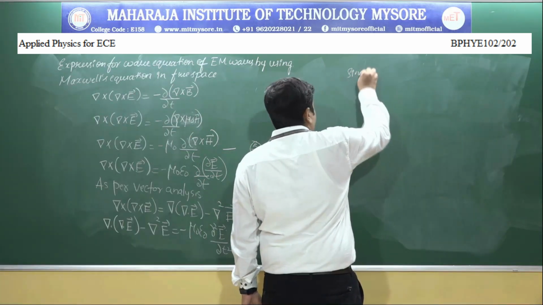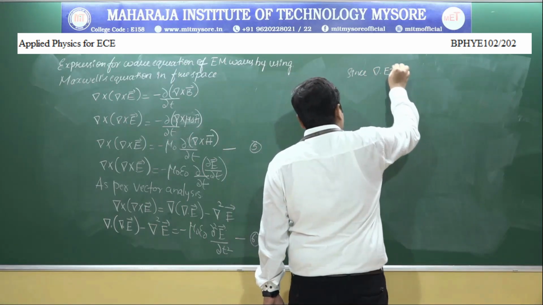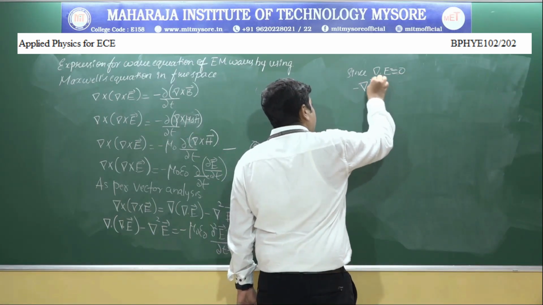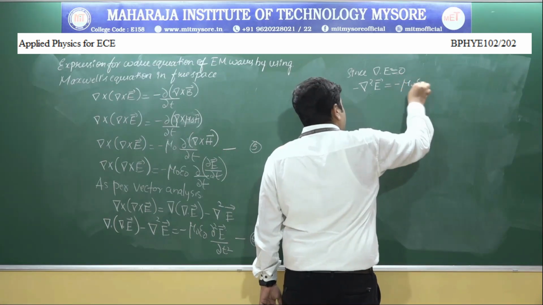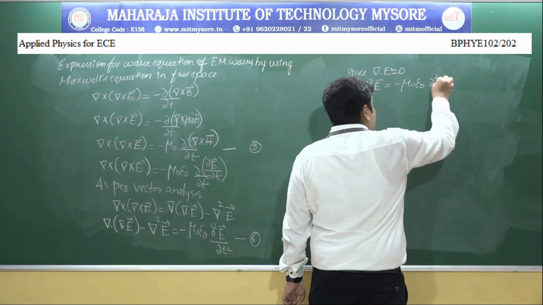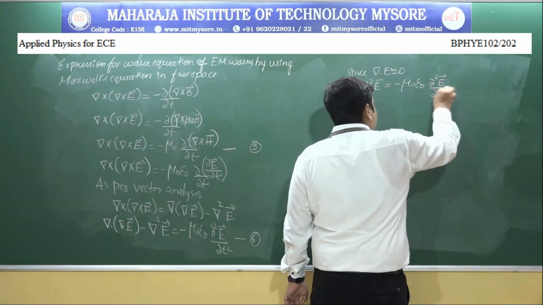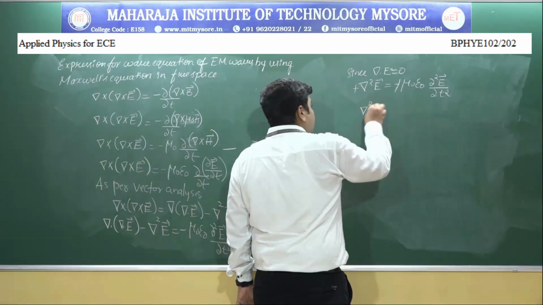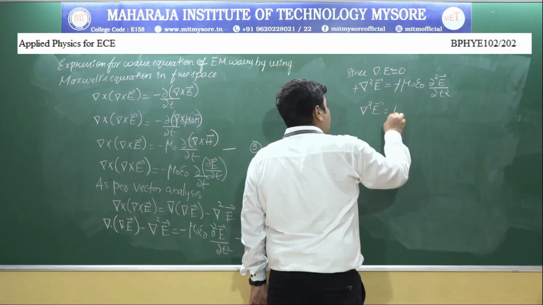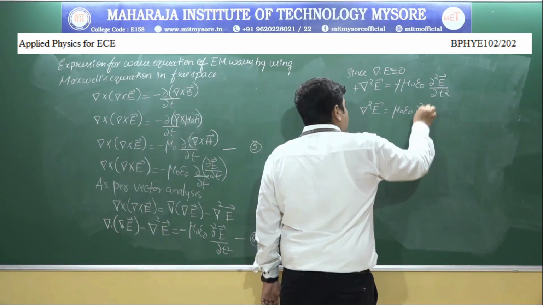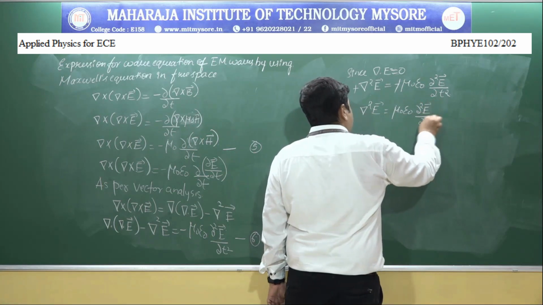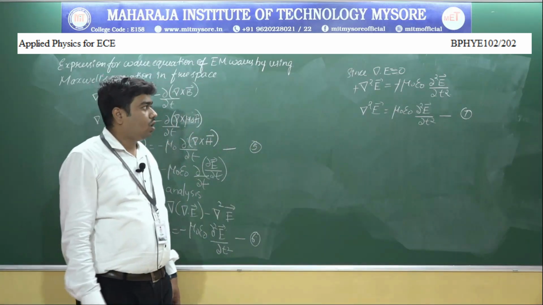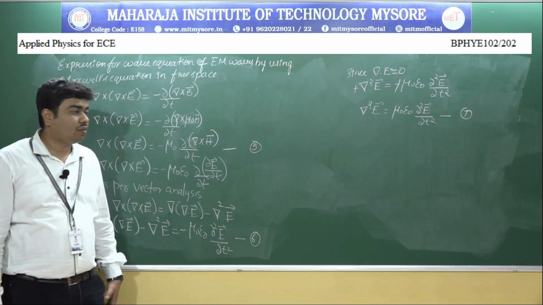So, since del dot E is equal to 0, we get minus del square E is equal to minus mu naught epsilon naught dou square E by dou T square. So, the minus cancels on both sides. So, we have got del square E is equal to mu naught epsilon naught dou square E by dou T square. So, equation 7 is one of the wave equations of electromagnetic waves using Maxwell's equations.